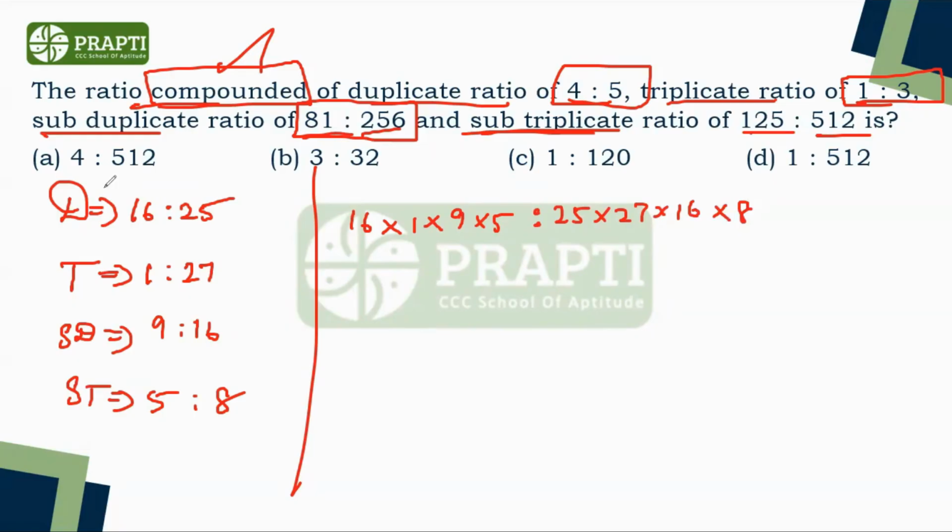So now what I'm going to do? I'm just going to cancel it. 16 and 16 get cancelled. 9 one times, 9 three times. 5 one times, 5 five times. So 1 is 2. 5 3s are 15.